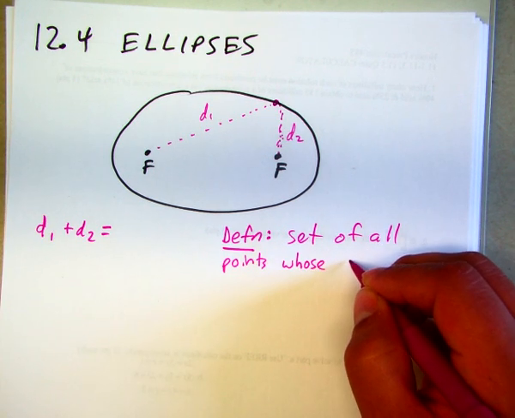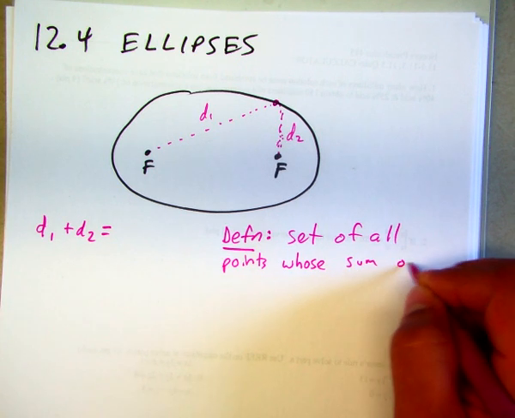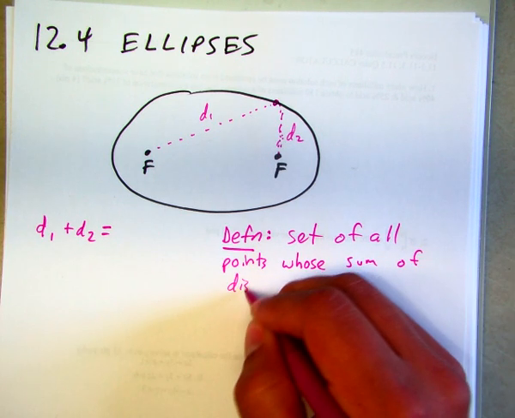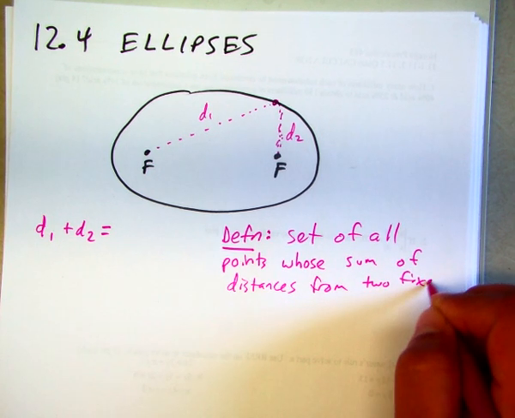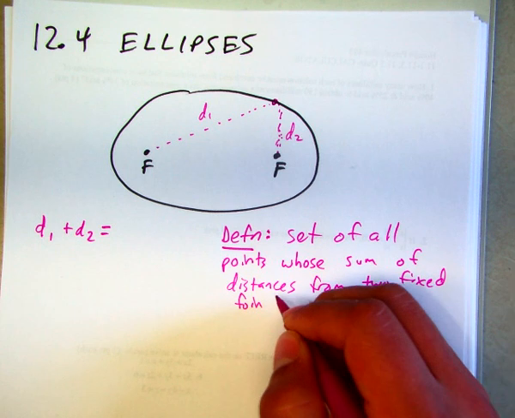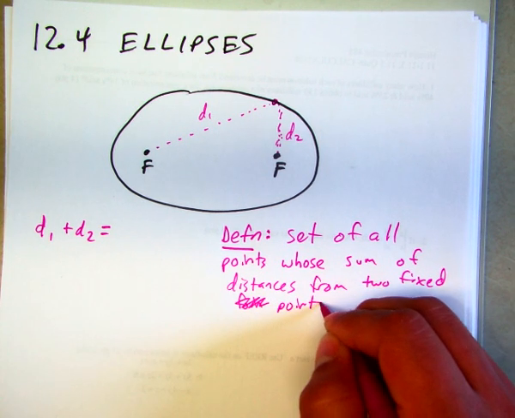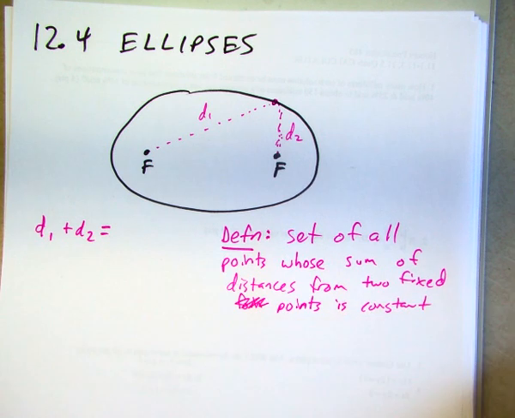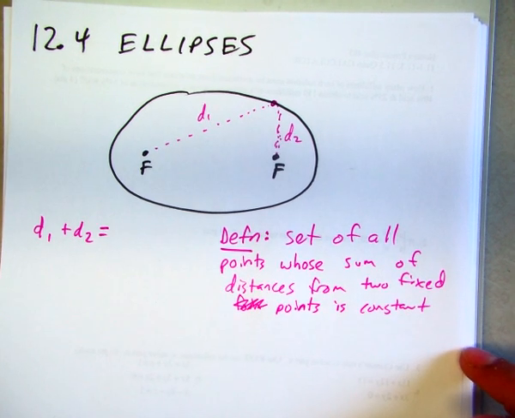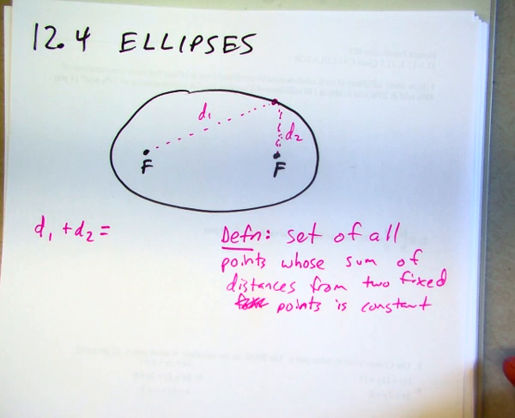whose sum of distances from two fixed points is constant. And if you don't know what the fixed points are going to be called, those are the foci. One focus on the right, one focus on the left. Unless it's rotated and it's a vertical, where the axis that's longer is vertical, then you'll just have the two foci located on the vertical axis. Okay?